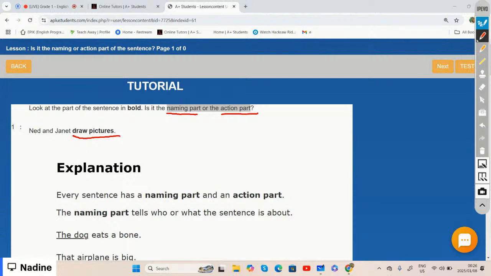And if we were to identify if the words in bold are either a naming part or an action part, it says Ned and Janet draw pictures, then we can say that this is an action part. And how do we know it is an action part? Because draw is the action that Ned and Janet do. Draw pictures. And that is an action part.